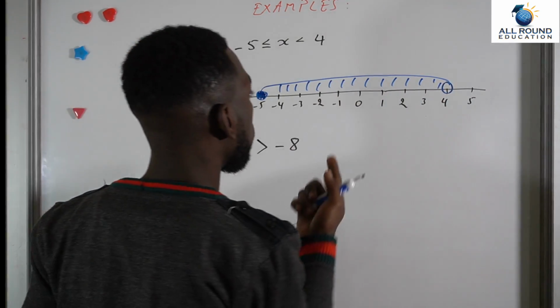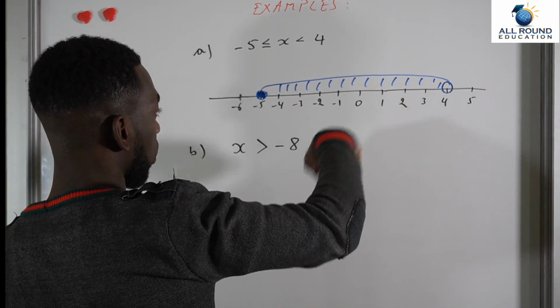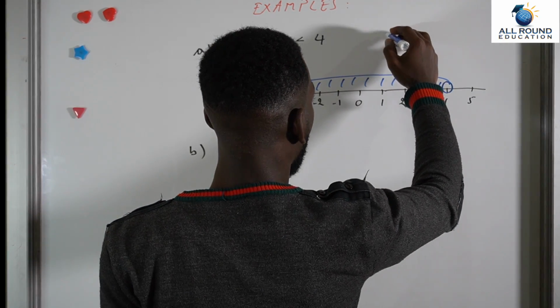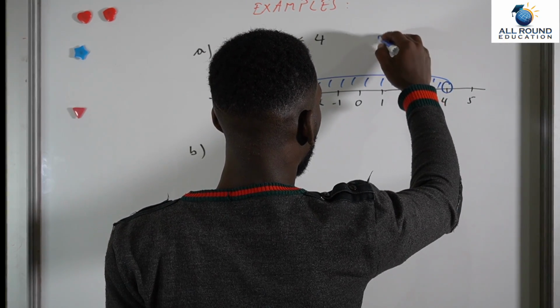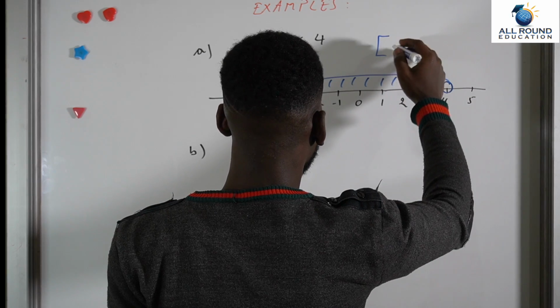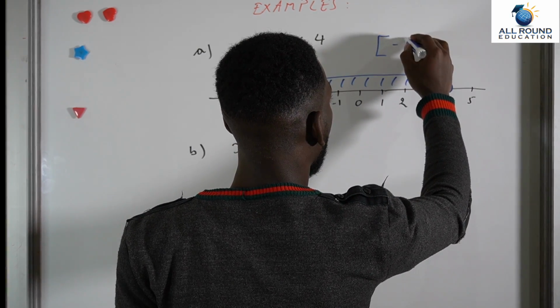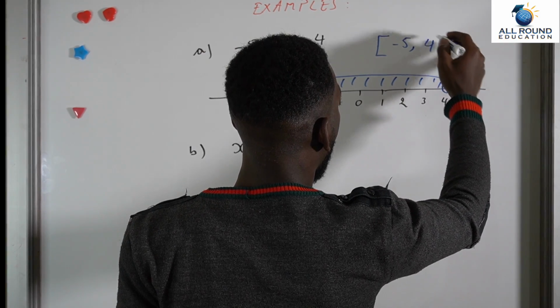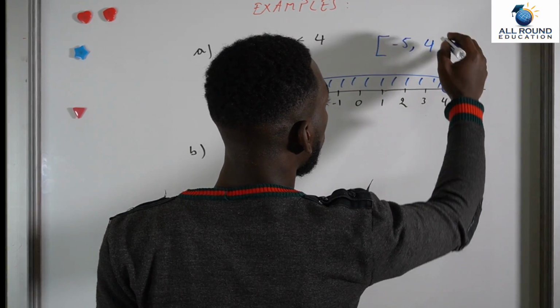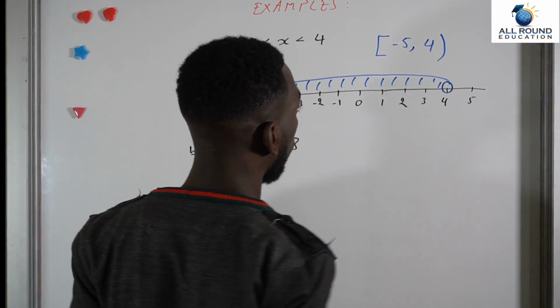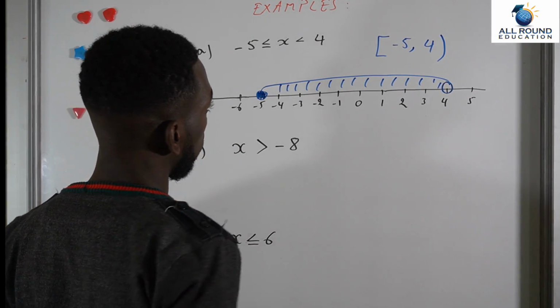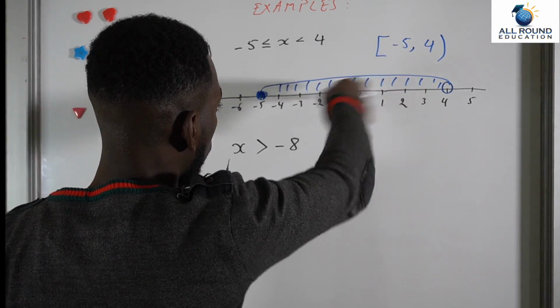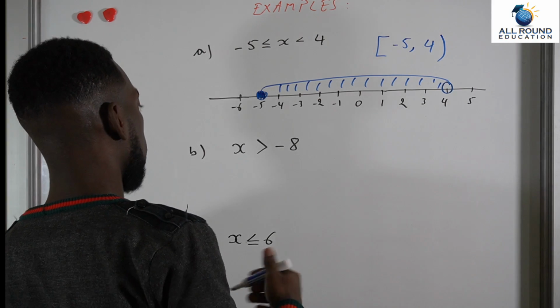How would you write this mathematically? You have the square bracket, which is closed, then -5 and 4, but because 4 is not included, we use a round bracket. So that's the proper solution for this particular question. Let's go to the next one.